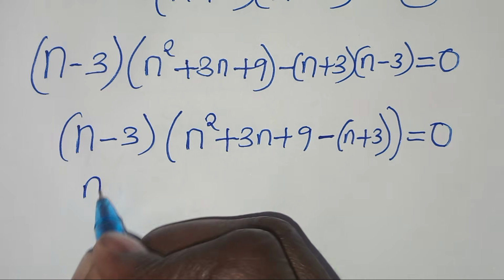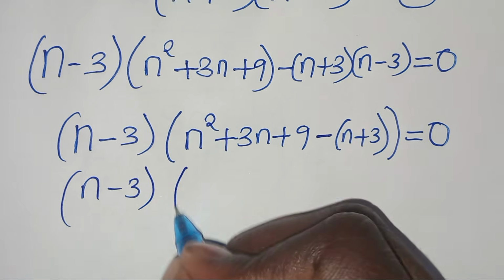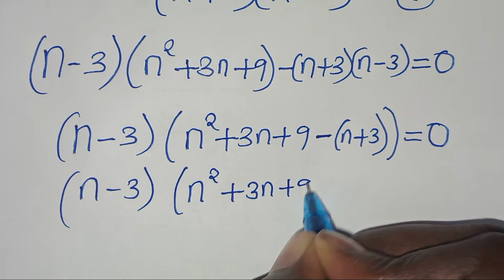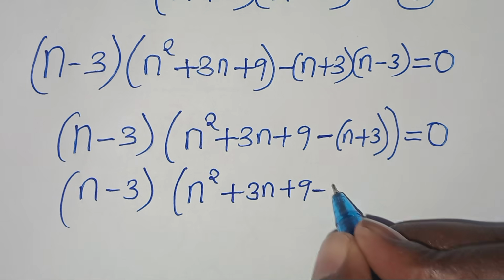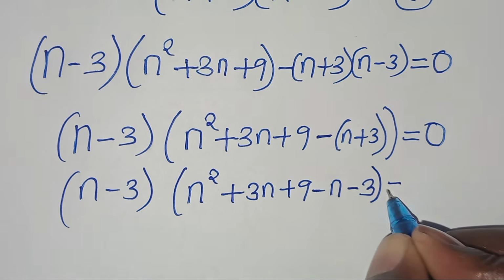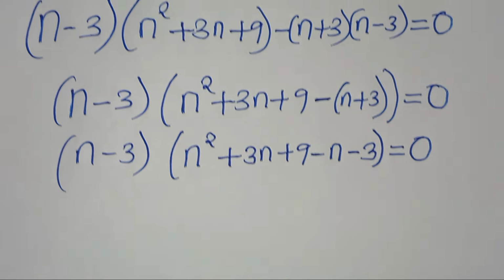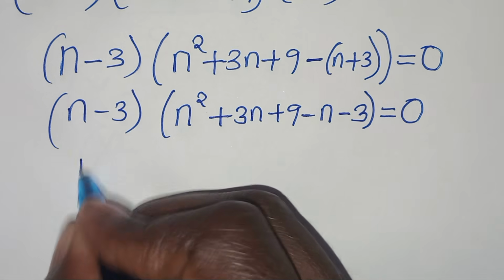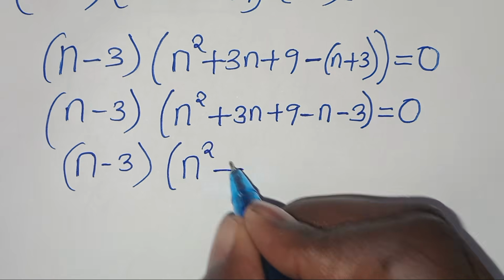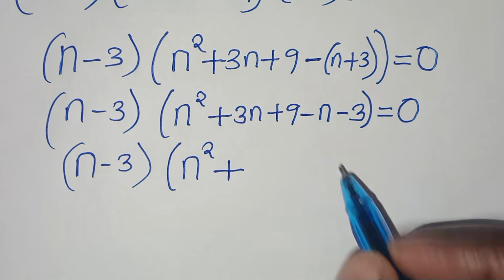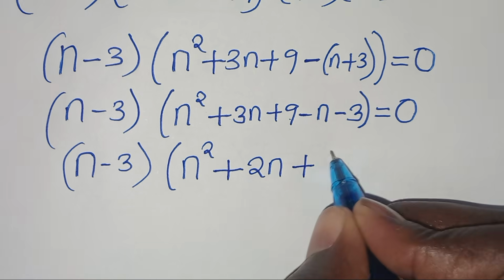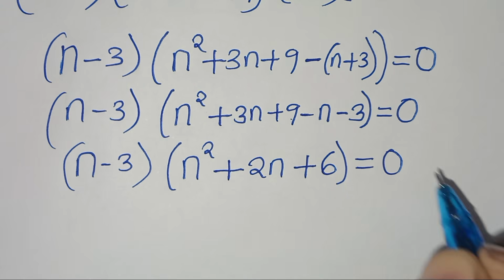So we have n minus 3, this is n to the power of 2, then plus 3n plus 9. Minus times n, this is minus n. Then minus times plus 3, this is minus 3. Close the parenthesis. This is equal to 0. So we have n subtract 3, this is n to the power of 2 plus, now this is 3n minus n, this is 2n. Then 9 minus 3, this is plus 6. And this is equal to 0.